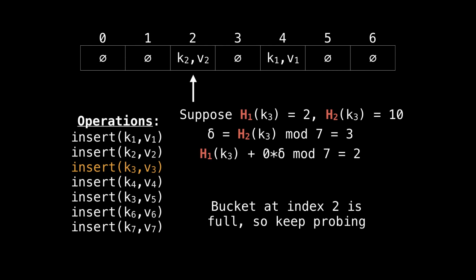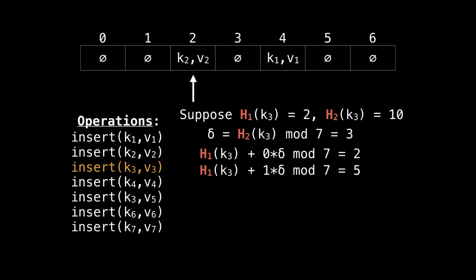So we have a hash collision because we're trying to insert our k3 at index 2, but k2 is already there. So what we need to do is we need to probe. So we're going to compute the position to be our original hash function position, so h1 of k3 at position 2 plus 1 times our delta value mod 7, that gives us 5. So we're going to hop to position 5 right there.